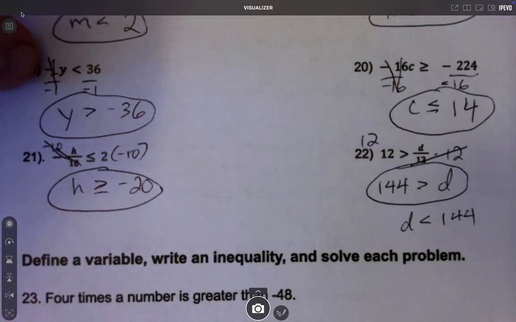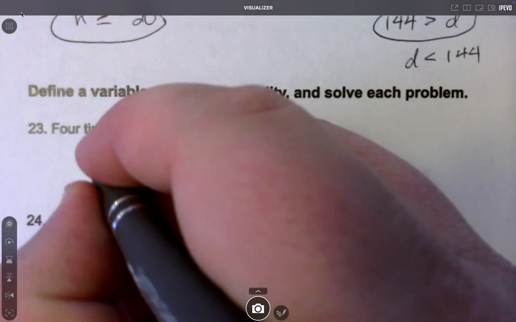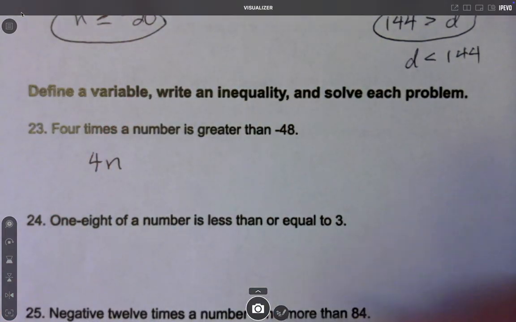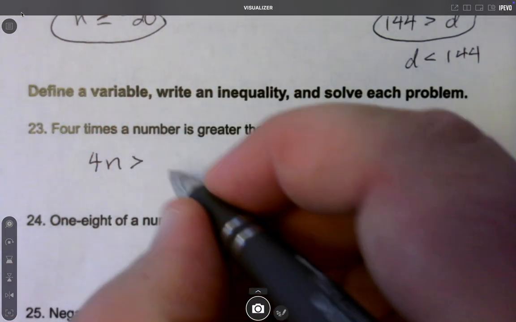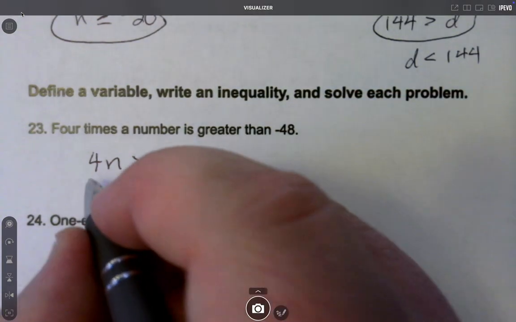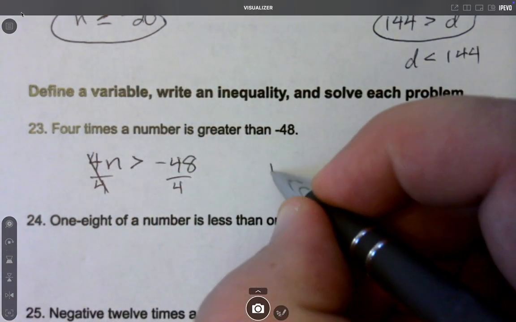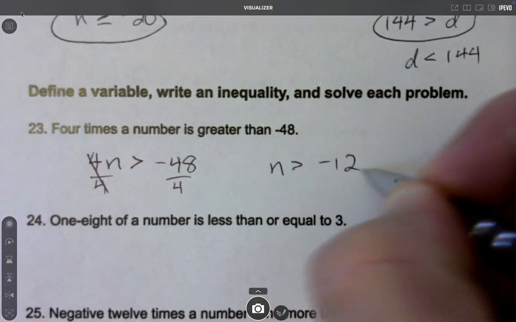Okay, last four. Same way we ended, I think, yesterday's lesson. We want to choose a variable, write an inequality, and solve the problem. So 4 times the number, so I'll say 4n, 4 times n, is greater than negative 48. So we divide both sides by 4. N is greater than negative 12.